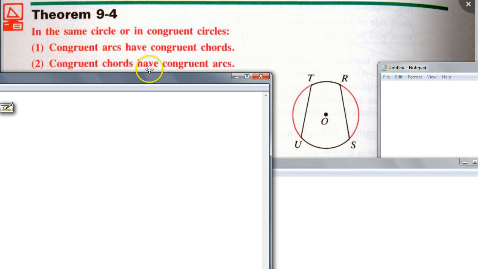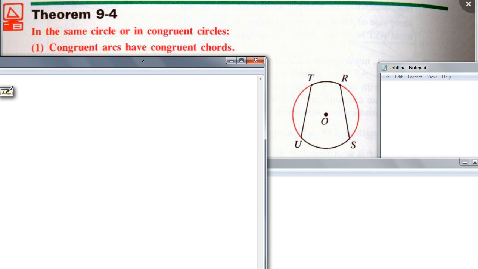So let's just look at the first one first. So it says congruent arcs have congruent chords. Of course, you have to have it in the same circle or congruent circles. So here, in this case, it's the same circle, right? In this same circle, what do they mean by congruent arcs have congruent chords?